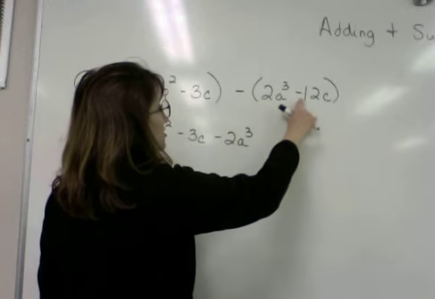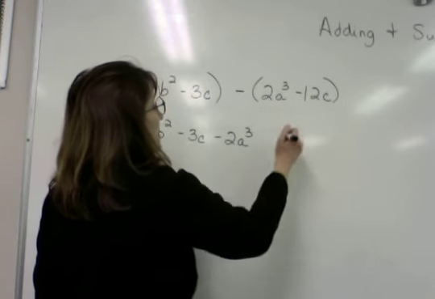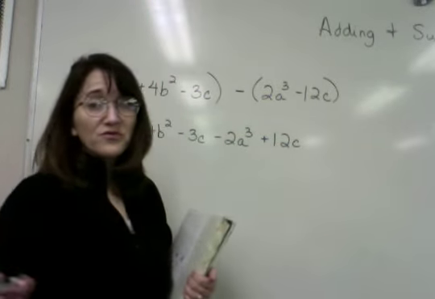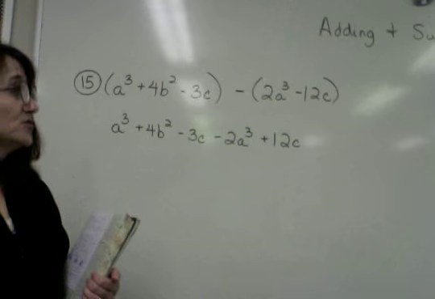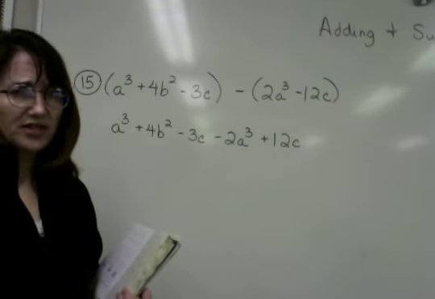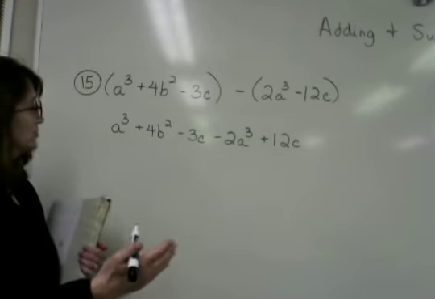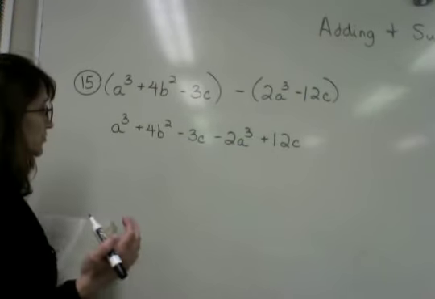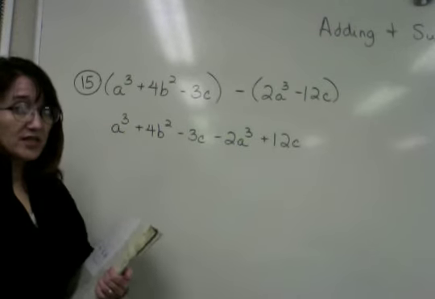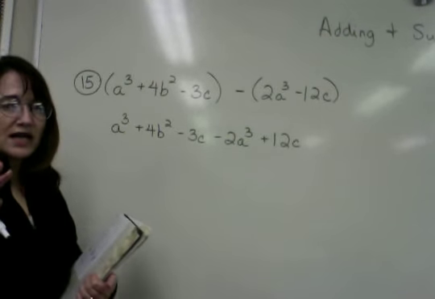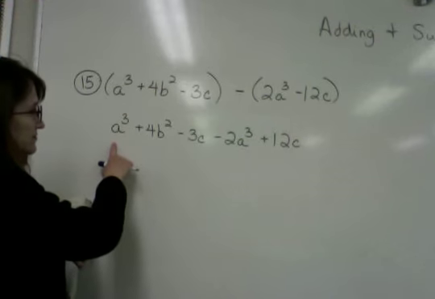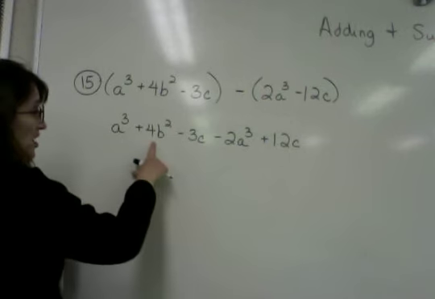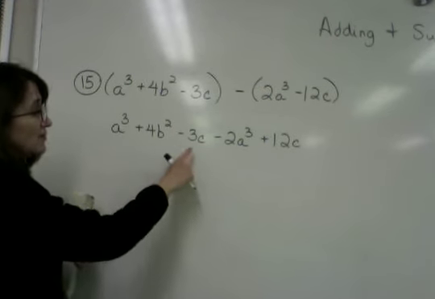What does the negative 1 do to the negative 12c? It makes it positive. So now we've removed all the parentheses using, technically, the distributive property. Now I'm going to go back and forth and put together my like terms. Let's just take a minute before we do anything to them and look at what our like terms are. So I have a cubed and then I have a negative 2a cubed. I don't have another b squared in here, but I do have a c.